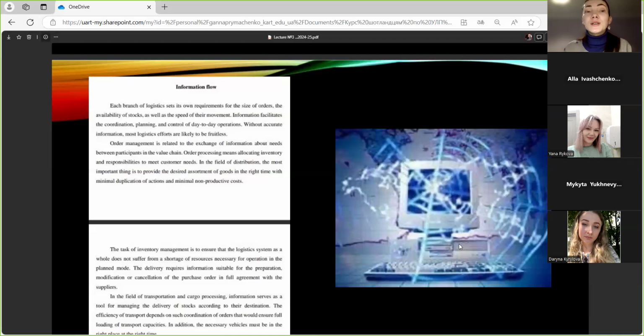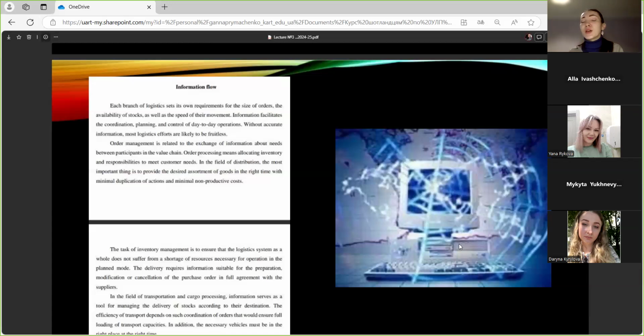Order management is related to the exchange of information about needs between participants in the value chain. The order process means allocating inventory and responsibilities to meet customer needs. In the field of distribution, the most important thing is to provide the desired assortment of goods at the right time, with minimal duplication of actions and minimal non-productive costs. Of course, yes, we think about it.